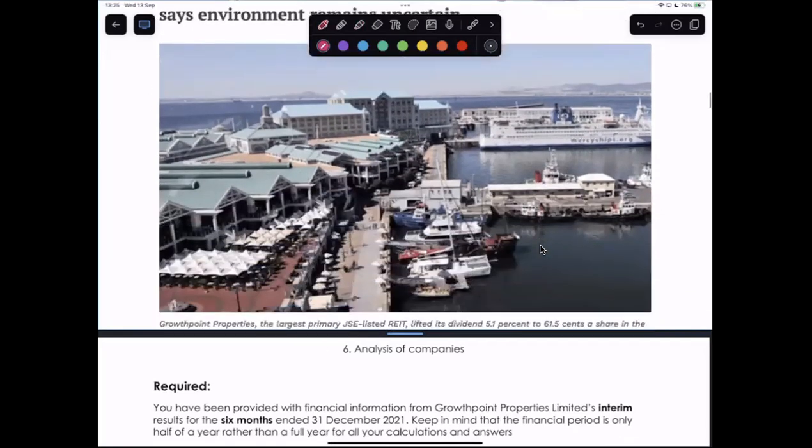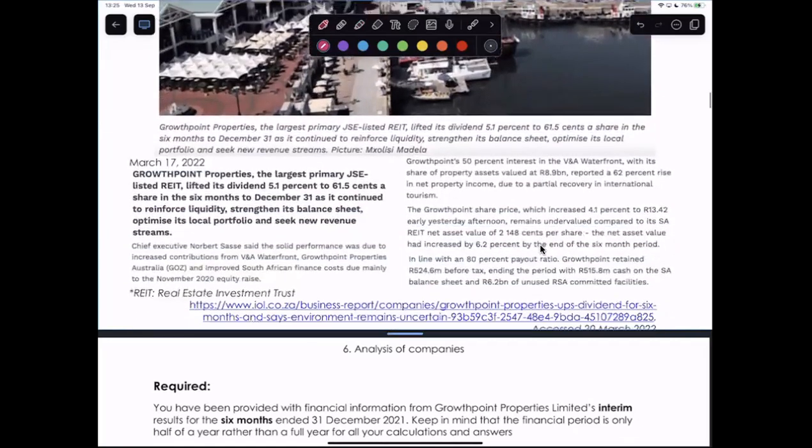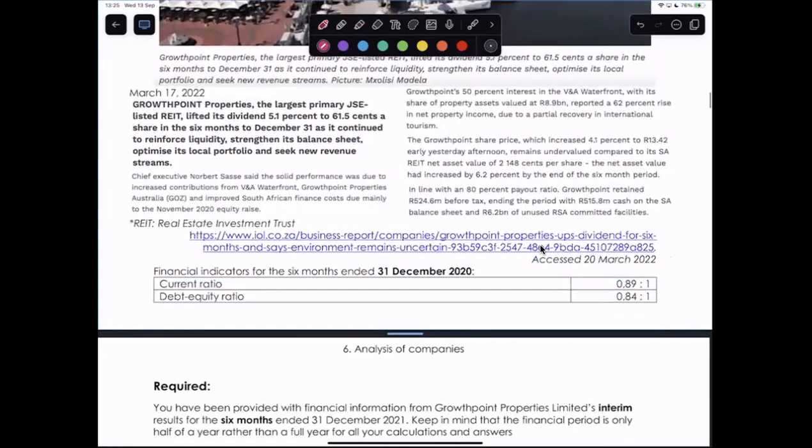You can see a lovely picture of the V&A Waterfront. I'm sure you might recognize that. Growth Point Properties, the largest primary JSE listed REIT, lifted its dividend 5.1% to 61.5 cents a share in the 6 months to December 31st, as it continued to reinforce liquidity, strengthen its balance sheet, and optimize its local portfolio and seek new revenue streams.